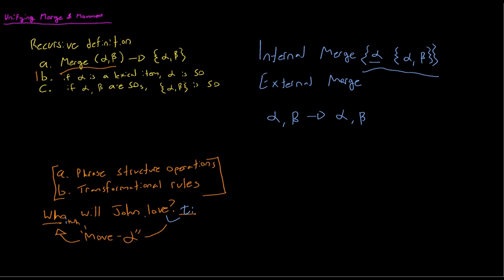Now what we're saying is there's not going to be a trace. Instead, there's going to be a copy of who down here. Who will John love, who? And of course, it's not the case that in English this who is pronounced. It's an empty category. And we'll get to why that is so momentarily.